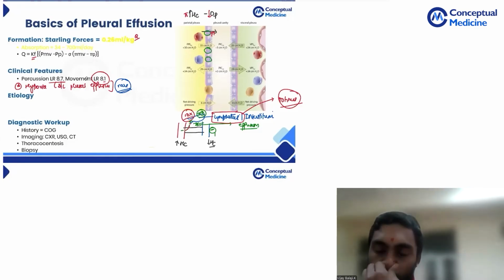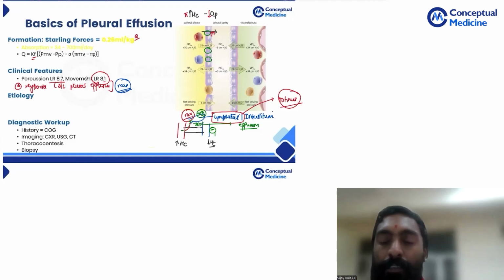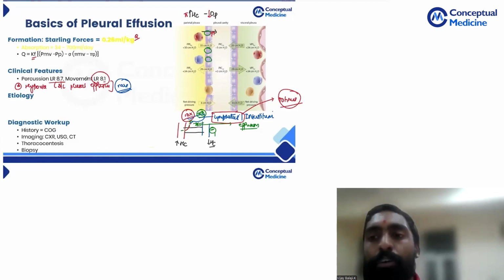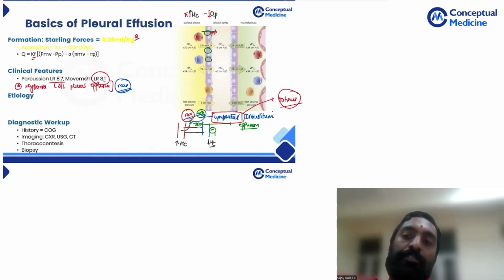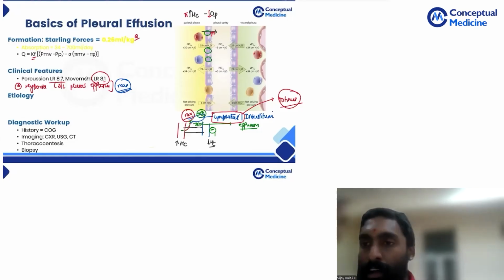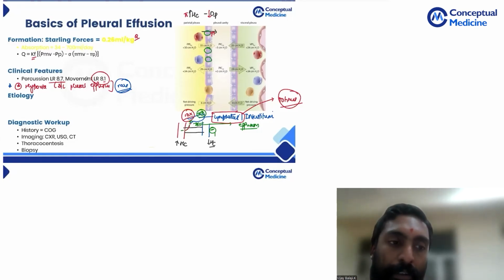So whenever you have a pleural effusion with hypoxemia, presenting as acute respiratory failure with hypoxemia, even though you have a pleural effusion, think that there should be some other underlying cause for this hypoxemia rather than just the pleural effusion alone. So this is a key takeaway that you should remember.